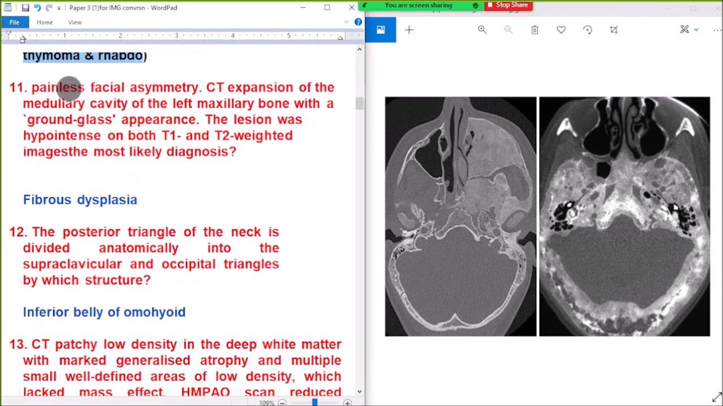Question number 11. Painless facial asymmetry. CT scan shows expansion of the medullary cavity of the left maxillary bone with a ground glass appearance. The lesion was hypointense on both T1 and T2 images. Most likely diagnosis: fibrous dysplasia.